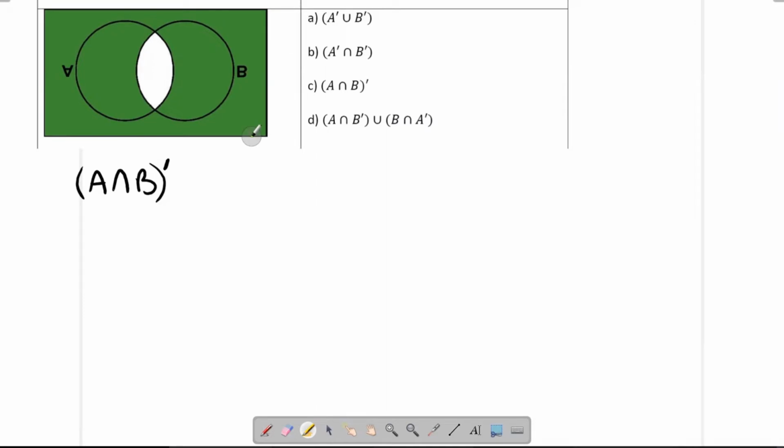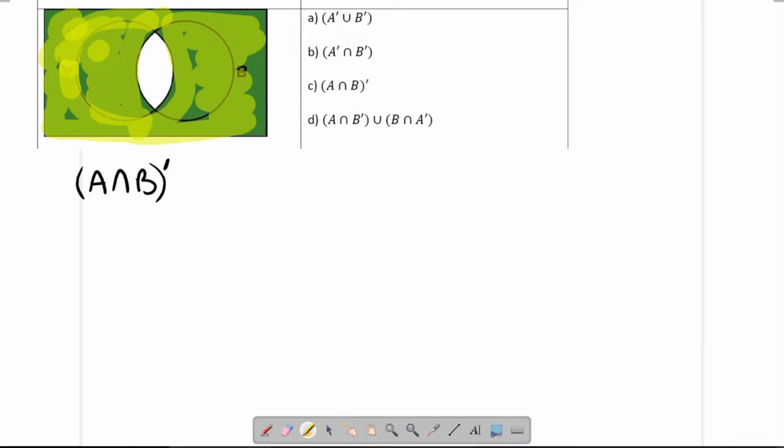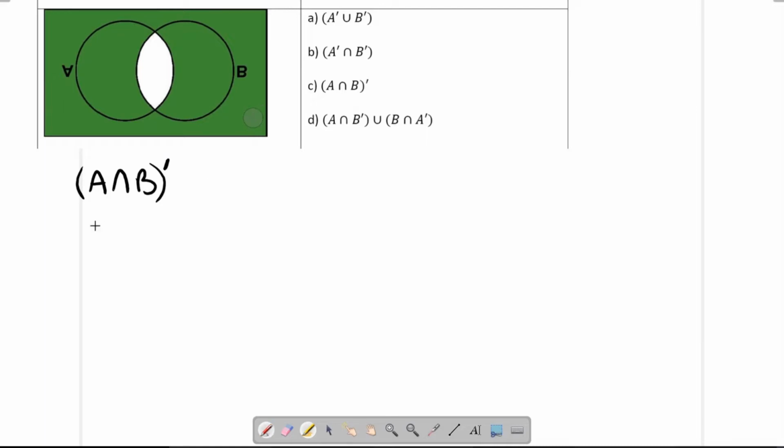The other way is to say, okay, well, we know it's going to be some kind of a complement. It has to be, so we're going to say if we looked at A, it's everything that's outside of A for sure, right? Everything outside of A is part of the solution. But then everything that's outside of B is also part of the solution. So if we've got everything outside of A added to everything that's outside of B, then we could also write it out as complement of A union with the complement of B.